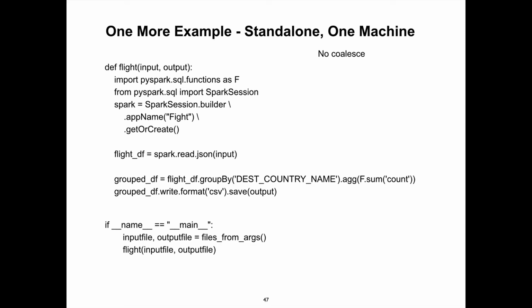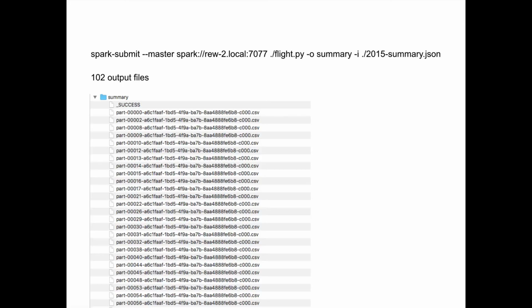Without that coalesce, I run the same program and I got 102 output files. I don't understand why there are 102 partitions. Initially I wasn't worried about it because I thought it was some weirdness in running PySpark on a local machine. But when I run on AWS, I get the same number of output files, even though I only asked for 2 workers. So it's something I have to figure out. I don't quite understand why.